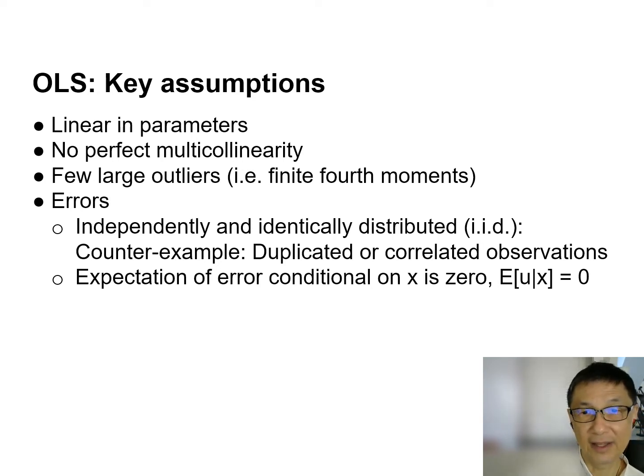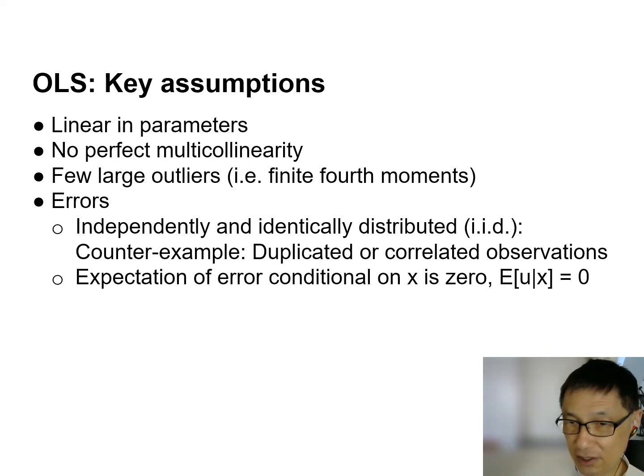One is that they are independently and identically distributed, which is abbreviated IID. A counterexample would be where some observations are duplicated. That would not satisfy the IID condition.